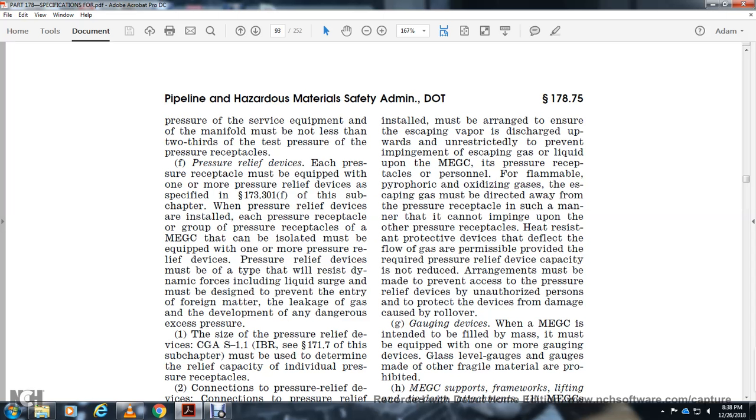Gauging devices. When the MEGC is intended to be filled by mass, it must be equipped with one or more gauging devices. Glass level gauges and gauges made of other fragile material are prohibited.